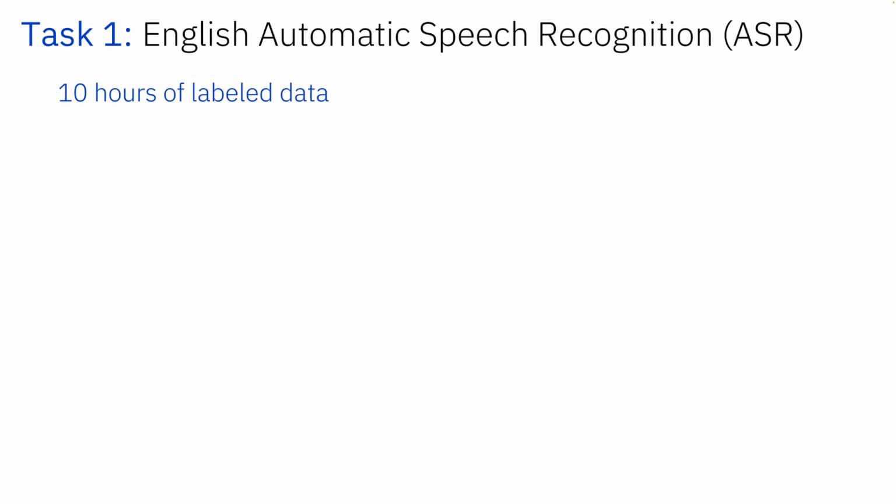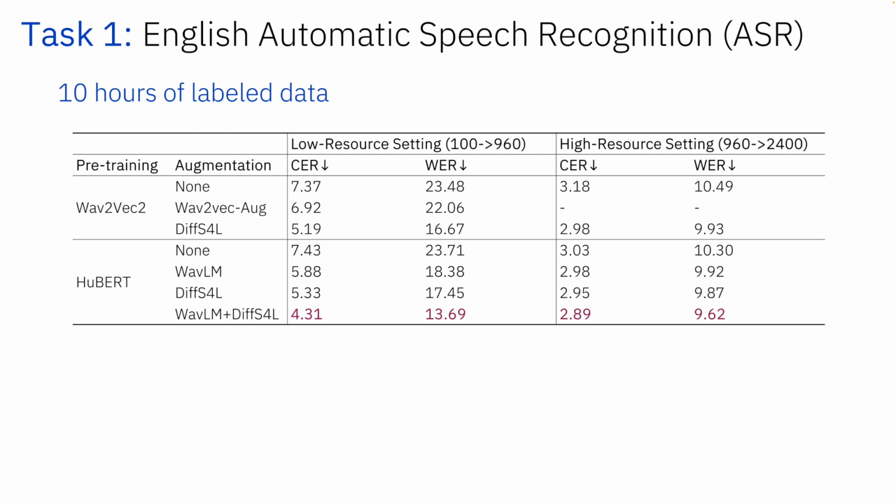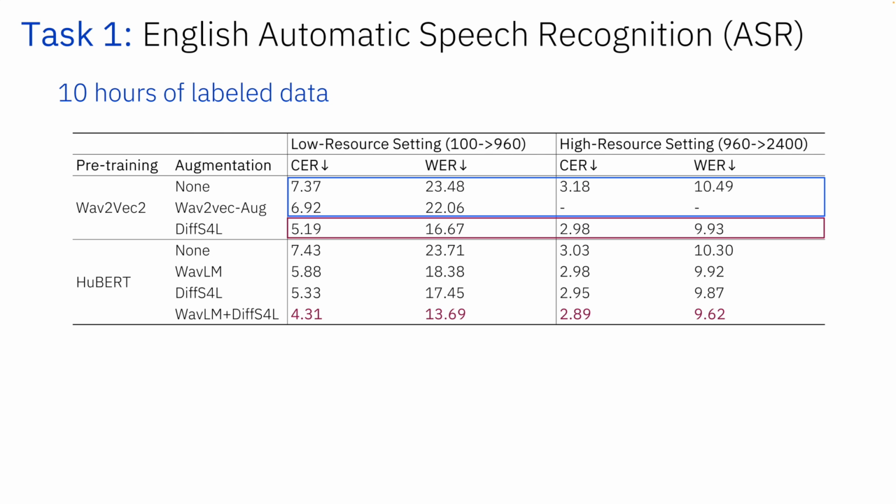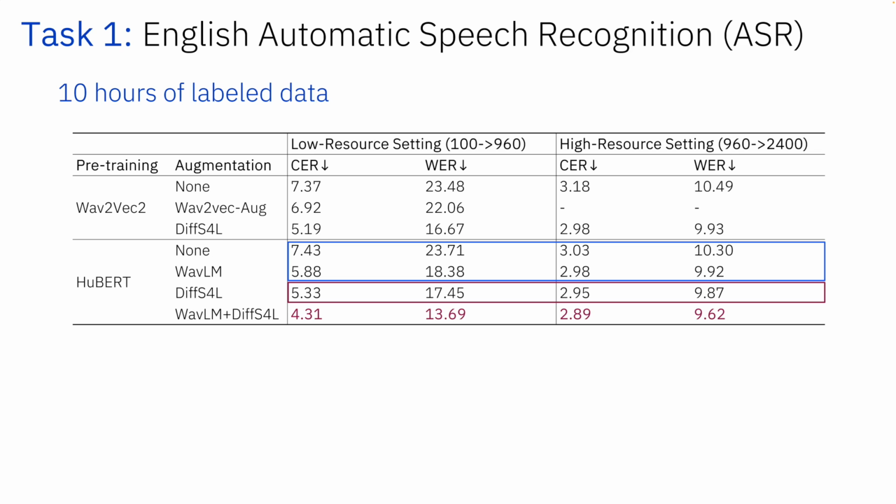The first task is the English ASR, where there are 10 hours of labeled data for fine-tuning. The results show that DiffS4L can significantly reduce the error rates for both pretraining methods. We can achieve even larger error reduction when DiffS4L is combined with WavLM.